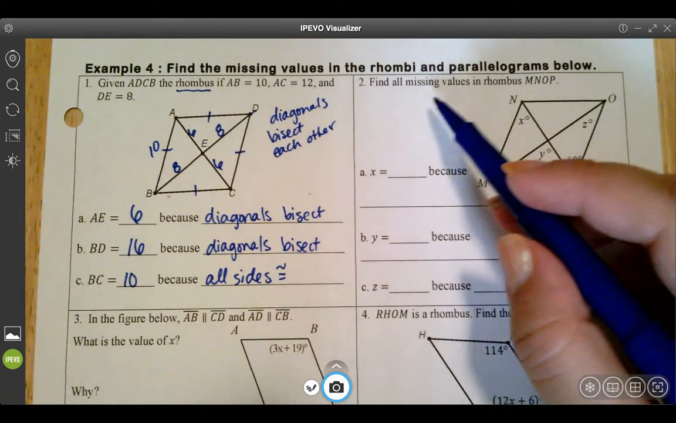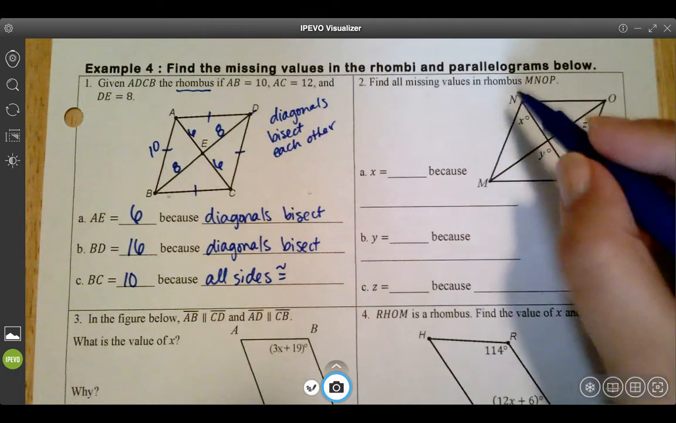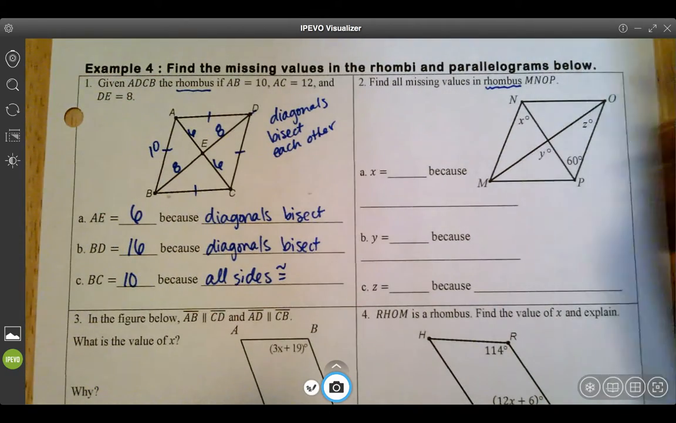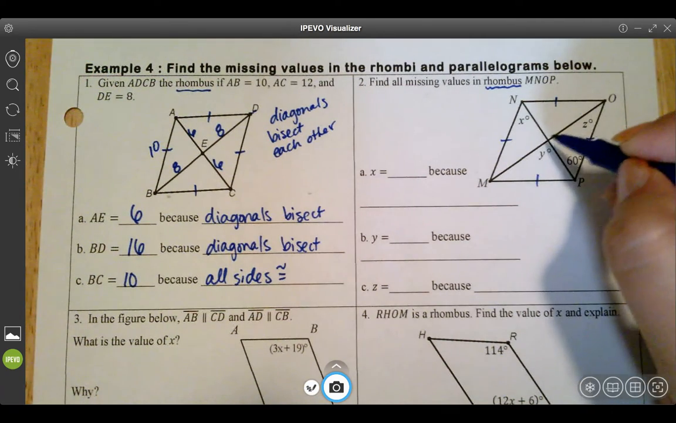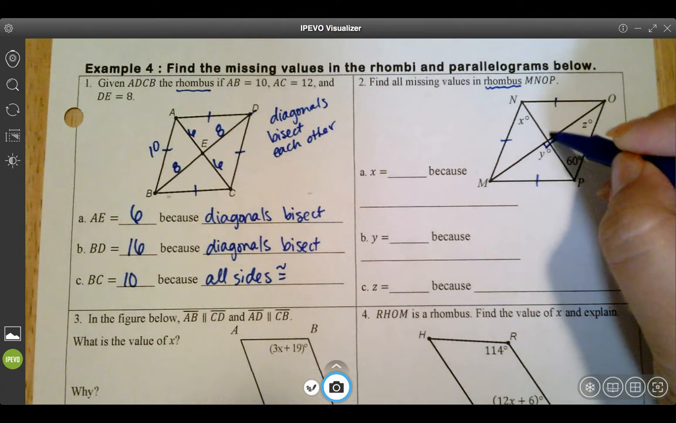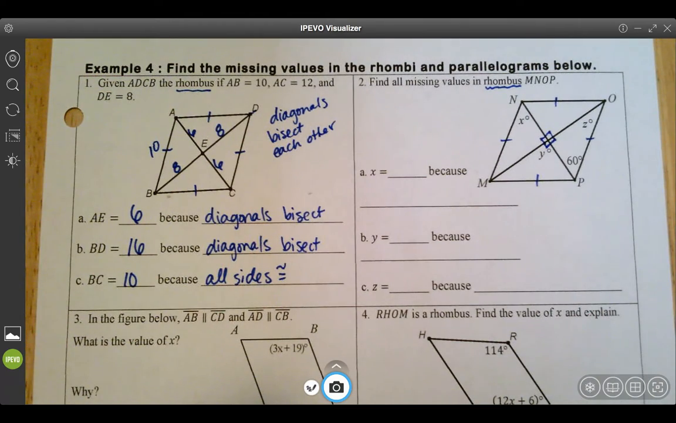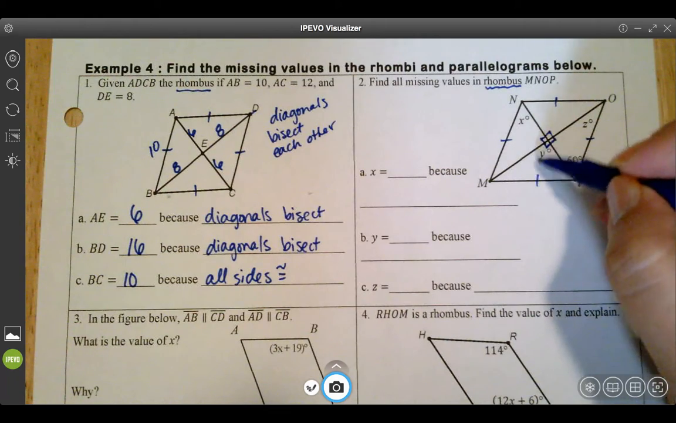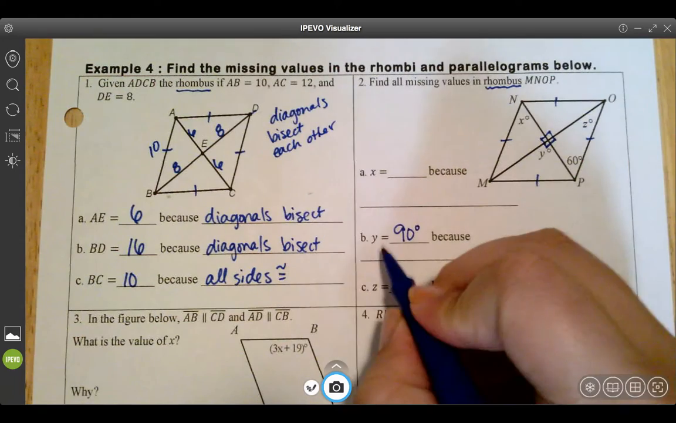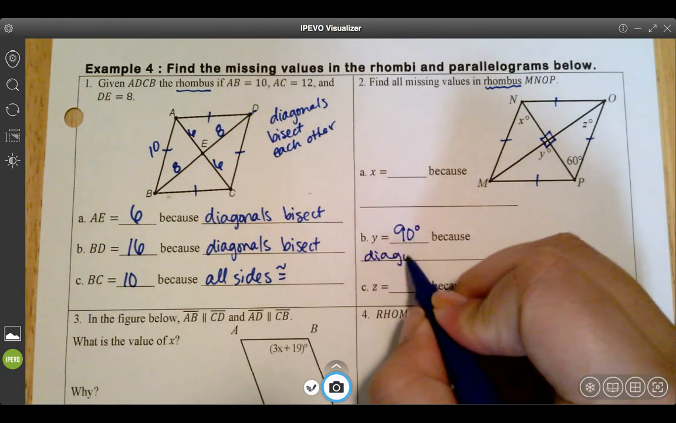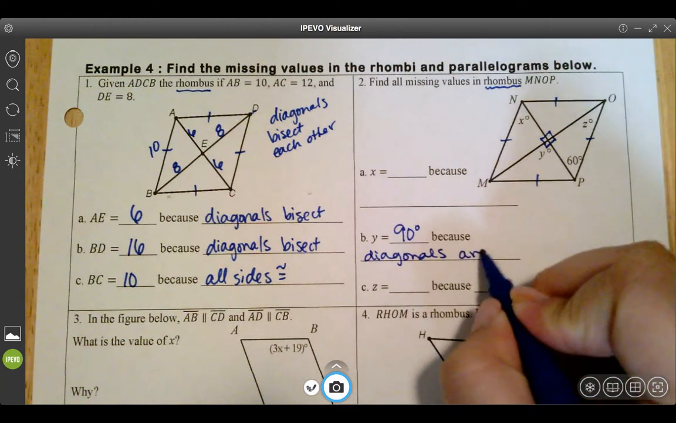For the next example, we want to find all of the missing values in this rhombus. So again, we're told that it's a rhombus, so we know that all four sides are congruent. In this one, we're looking at angle measurements though, so this is going to be more about those properties we talked about with angles. Immediately when I think of a rhombus, I'm going to put my right angles in the middle because we're talking about angles and I see that one of them is a middle angle. So we can automatically say that y equals 90 degrees because diagonals are perpendicular.